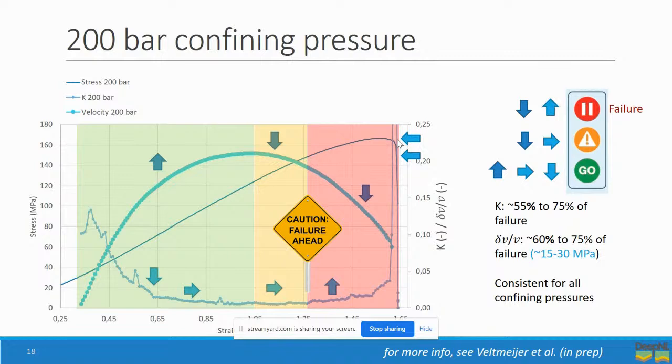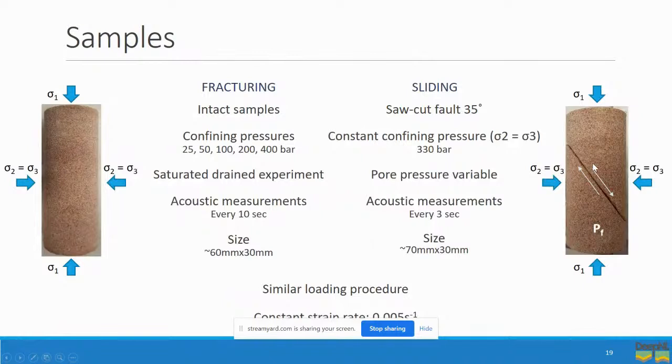For the experiments where you have a reactivation of the fault, it's a little bit less clear. You can still see it, but not so early, and also not with the velocity change. The velocity change doesn't show much of a precursor to failure. So not a lot of forecasting, but the decorrelation coefficient does show it, not as early as in the intact experiment, but you can still see it, and that's what I will show in the next slides.